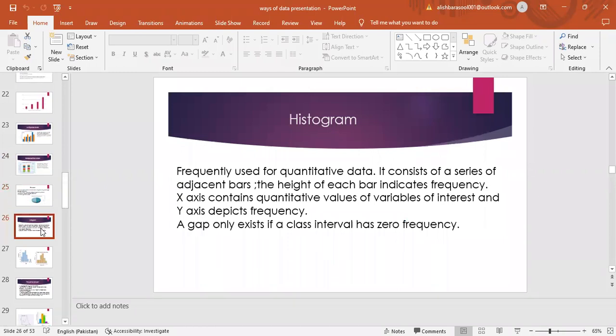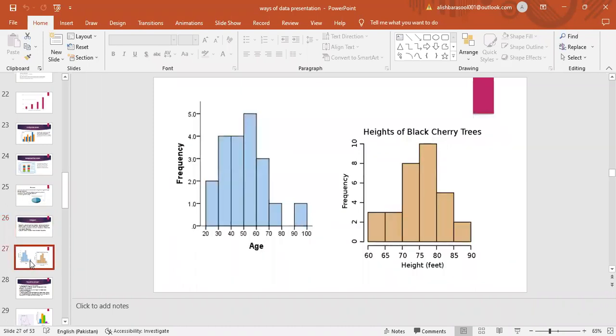Histogram. Frequently used for quantitative data, it consists of a series of adjacent bars. The height of each bar indicates frequency. The x-axis contains quantitative values of the variables of interest, and the y-axis depicts the frequency. A histogram has no gaps between the bars. A gap only exists if a class interval has zero frequency. The following histogram shows the heights of black charities. On the x-axis, there is the numerical value of the variable, whereas the y-axis depicts frequency.